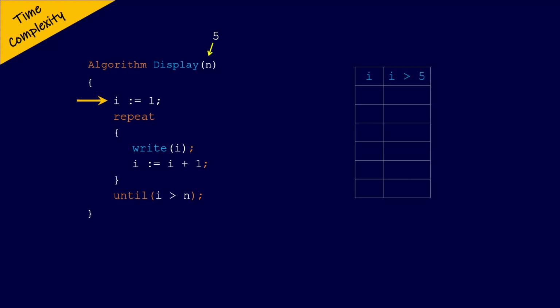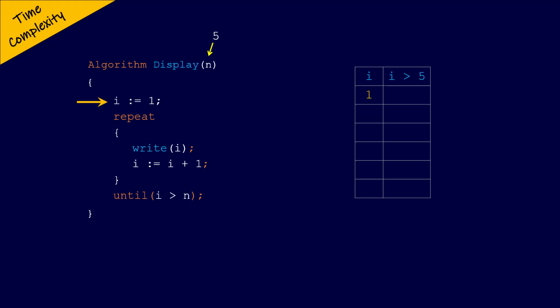Let us have a table to keep track of the values of variable I in the first column and the condition of the repeat until loop in the second column. Here in the second column, we have the condition as I greater than 5 because the condition in the repeat until loop is I greater than n, and in this case we have n as 5. So initially the value assigned to variable I is 1.